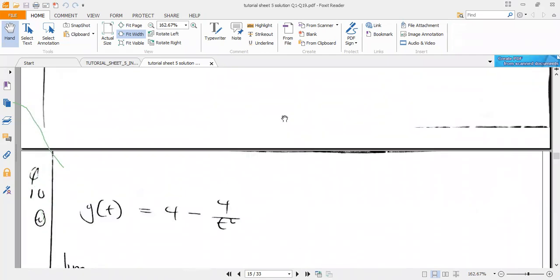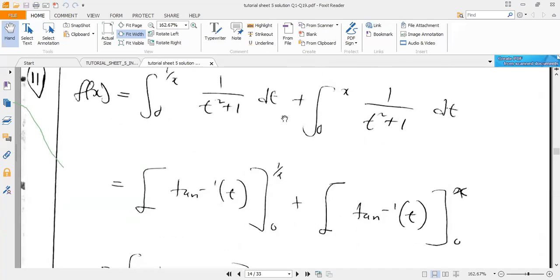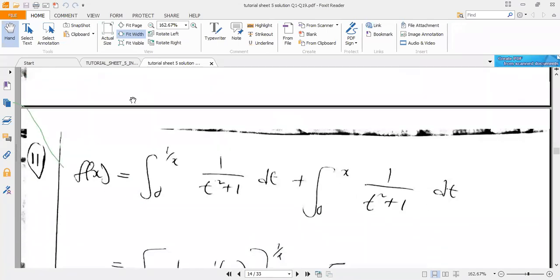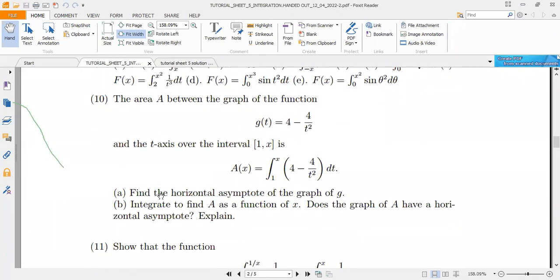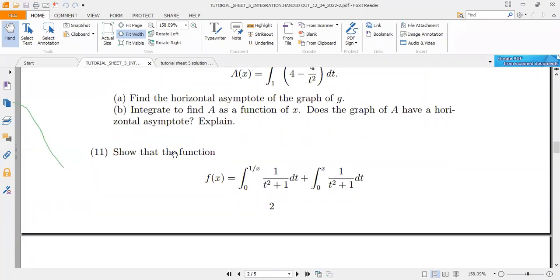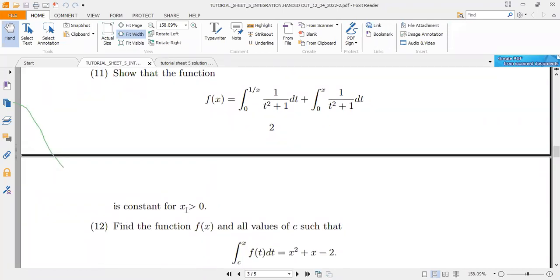We go to question 11. So now, question 11 is telling us to show that this function here is a constant for x greater than 0. We're trying to show that this guy is a constant for values of x greater than 0. So what you need to do first is integrate this and that, and then show that when you pick a value greater than 0, this function is a constant. That's what they're trying to tell us there.